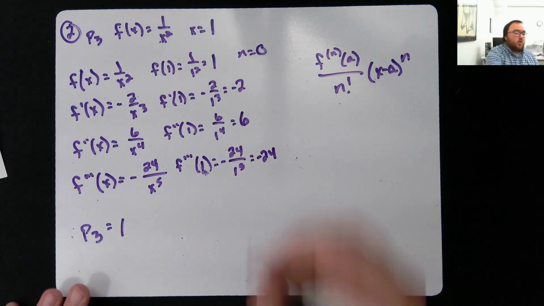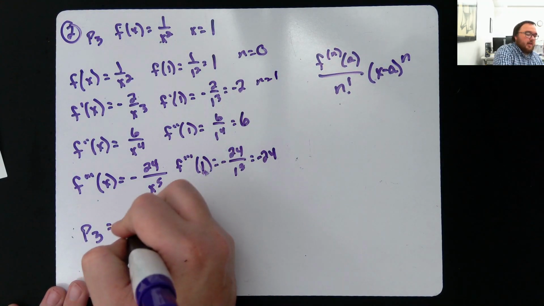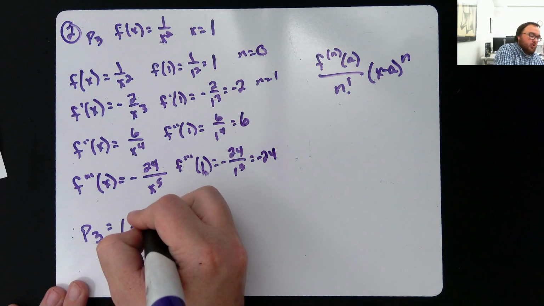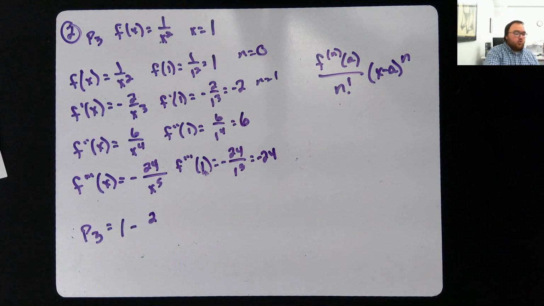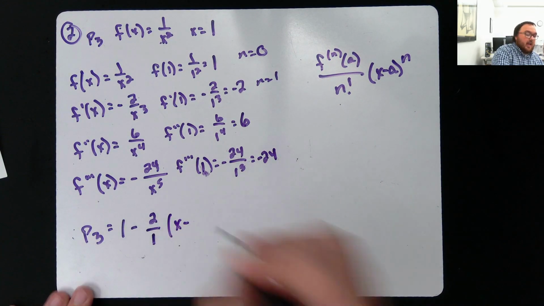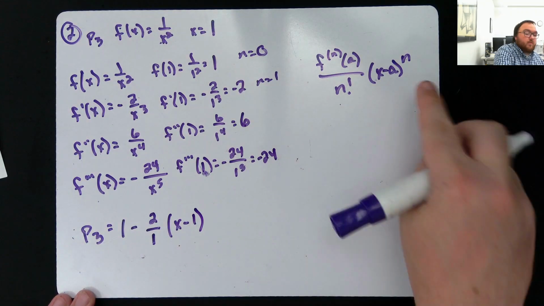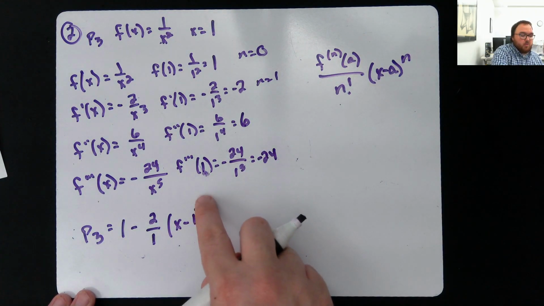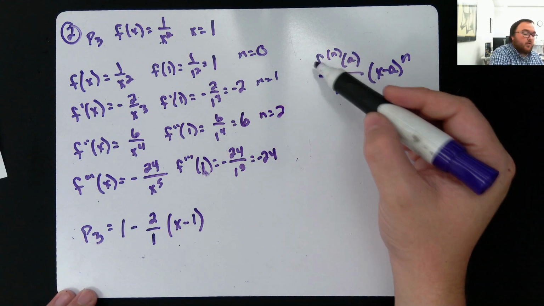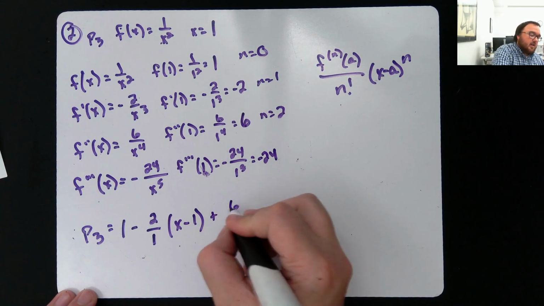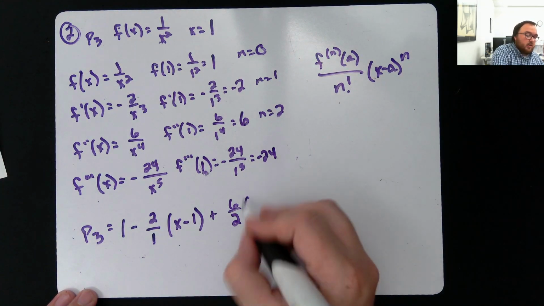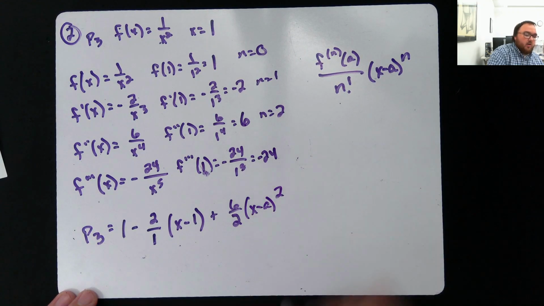Now do my next term where n is equal to 1. That's going to be the first derivative at a, which we said was equal to negative 2, over 1 factorial, which is 1, times x minus a, which we said was 1, to the first, which means I don't even have to put it there. My next term is when n equals 2. F double prime of a, we already said was 6, over 2 factorial, which is 2, times x minus a squared.